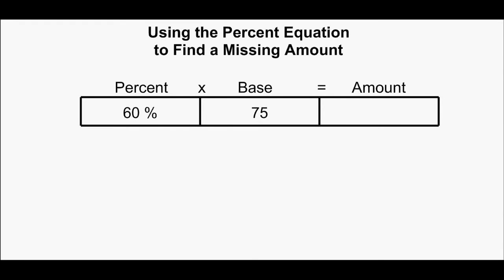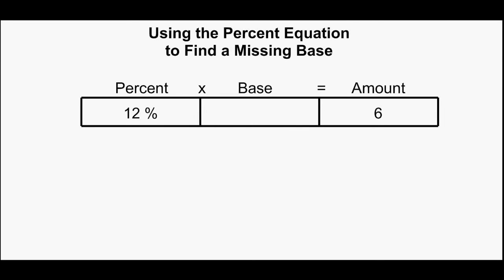Let's try one last example of finding a missing amount. Here we have 60% times a base of 75 equals a missing amount. Again, you may write the percent number as a fraction or as a decimal. I will write 60 100ths times 75, which will equal 45. 60% of 75 equals our missing amount, 45.